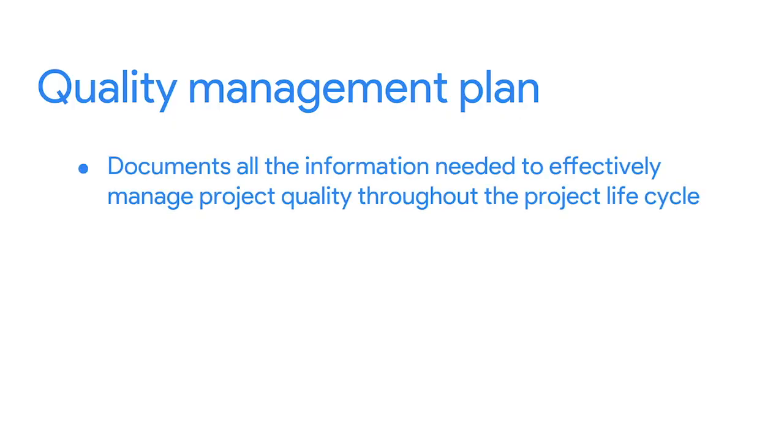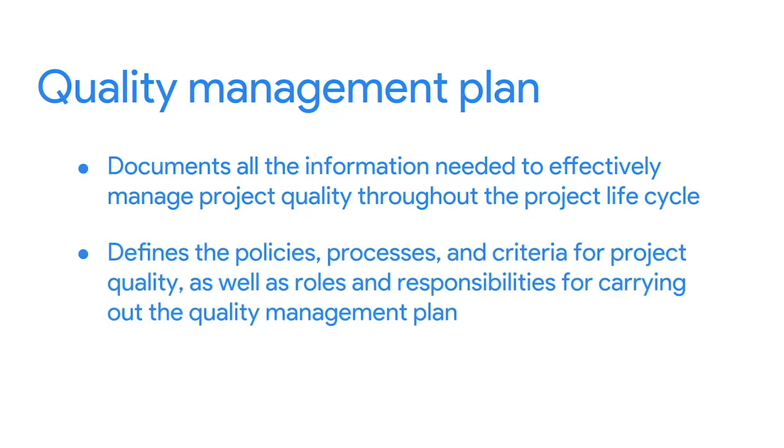Here we'll focus on building quality standards for the Sauce and Spoon project, but in many projects, all of these concepts get built into an overarching quality management plan, which documents all the information needed to effectively manage quality throughout the project lifecycle. The quality management plan defines the policies, processes, and criteria for project quality, as well as the roles and responsibilities for carrying them out. Again, there are lots of different ways to develop and track quality management for your project, but the benefits and main concepts that make up quality management remain the same.